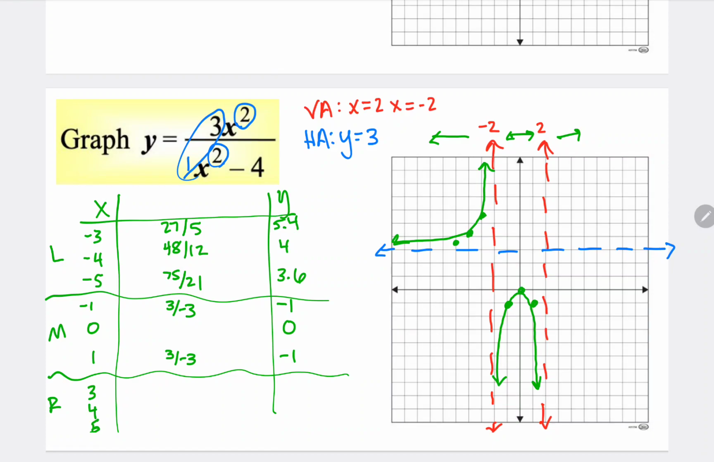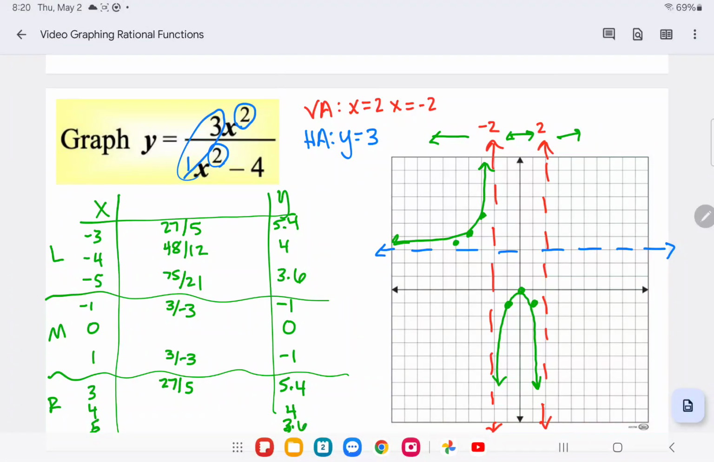And then for my last section, this is actually an even function. So when I plug in these positive values, I'm going to get the same numbers that I got before. 3.6. And so my last branch looks right like that.